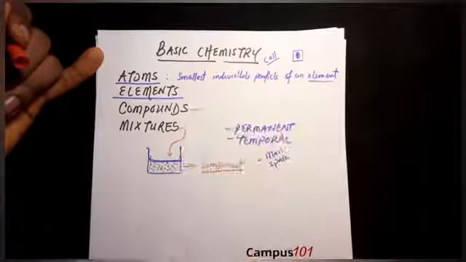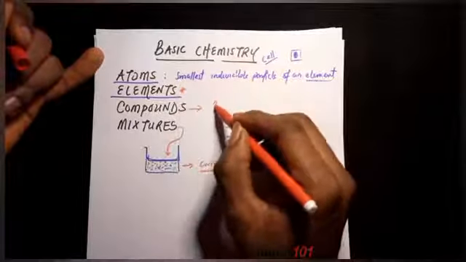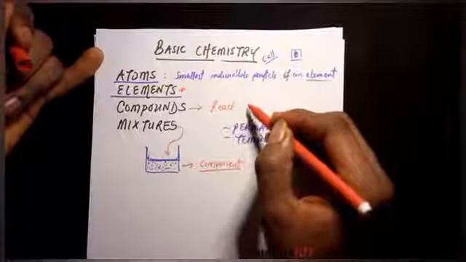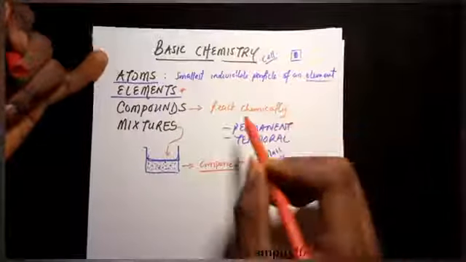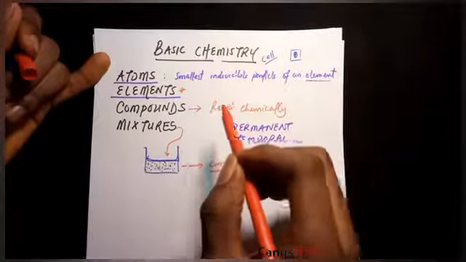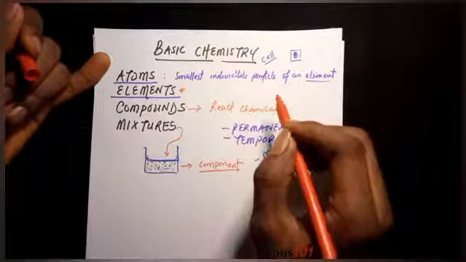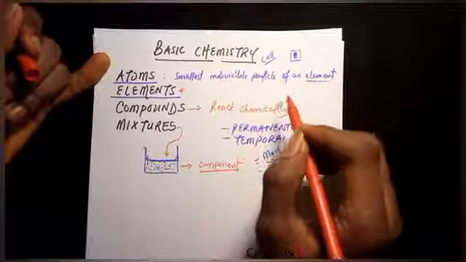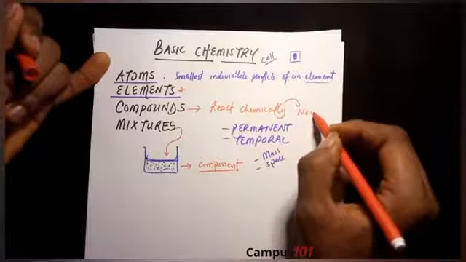A compound, on the other hand, is when elements react chemically. And when I say they react chemically, there's exchange of electrons only. They react chemically and they form new products.